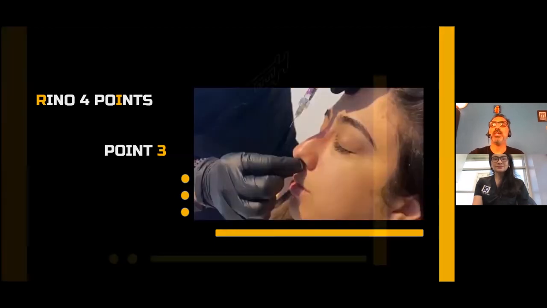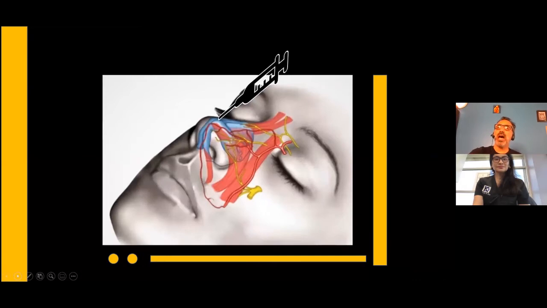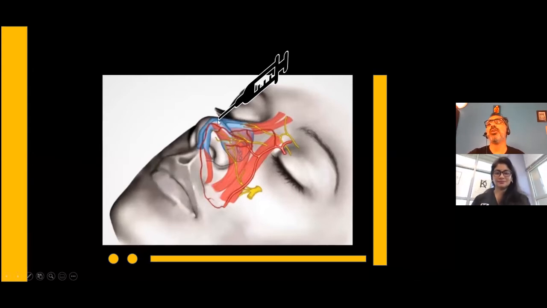But let's be a bit more specific. I told you that I enter in the supratip. We enter in the junction of the lower part of the upper cartilage, or the triangular cartilage, and the upper part of the lower cartilage, or the alar cartilage. And the syringe is at 45 degrees and gets to the middle of the columella.